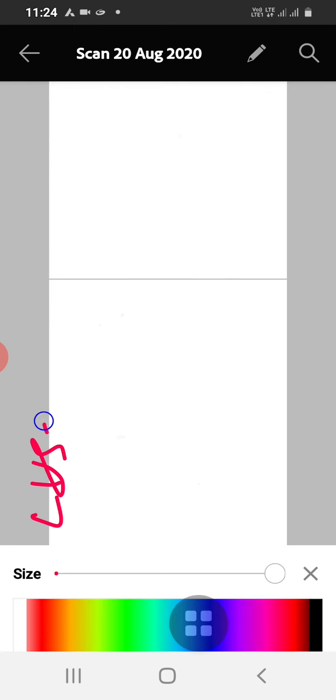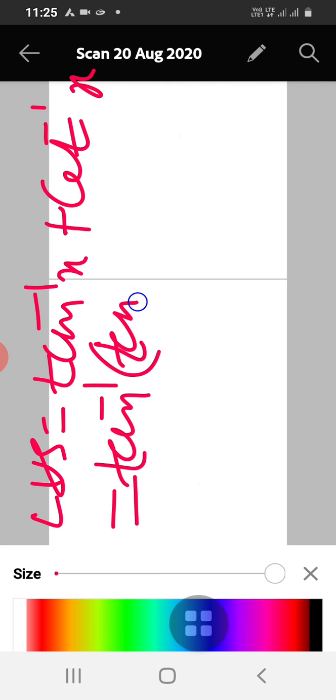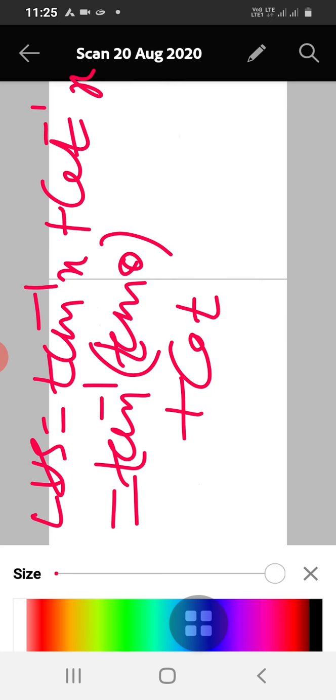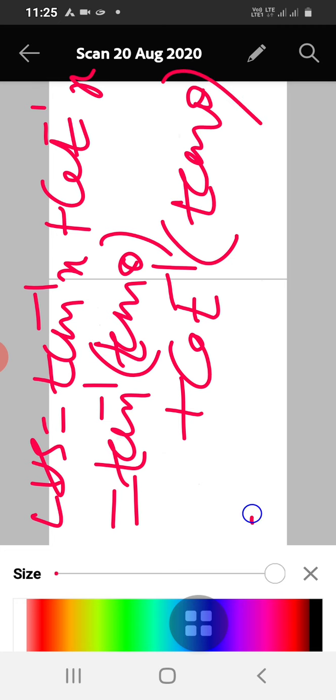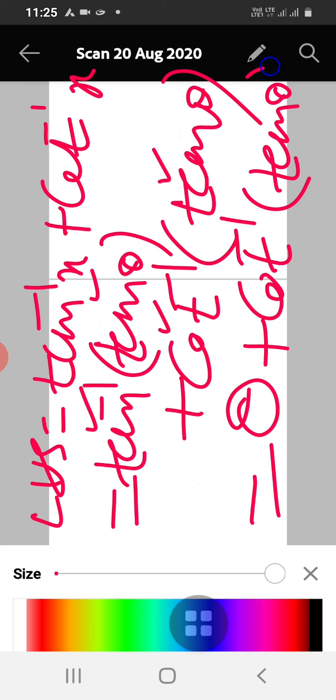So consider LHS. What was my LHS here? Tan inverse x plus cot inverse x. So I will replace x, which means tan theta. Then this is tan inverse of tan theta, so I can write theta, plus cot inverse. Here cot inverse is outside and tan is inside, so I cannot write this as theta, so I will write it as it is, tan theta.